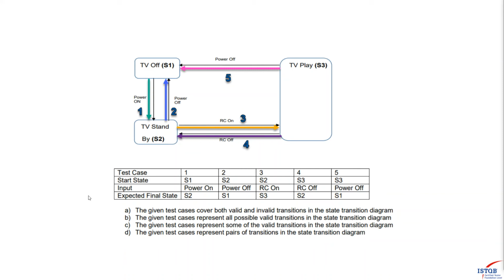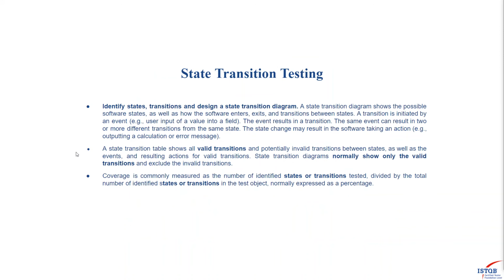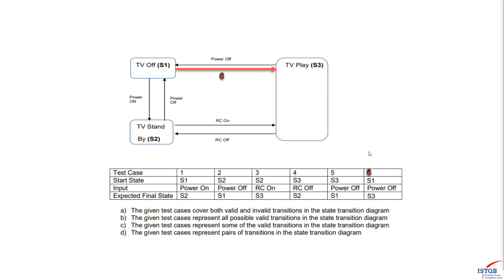Let's check answer A. The given test cases cover both valid and invalid transitions in the state transition diagram. We need to remember one thing. State transition diagrams normally show only the valid transitions and exclude the invalid transitions. What would be an invalid transition in this case? Let's imagine that we have test case number 6. It starts in state S1. Transition action is power off and final state is S3.